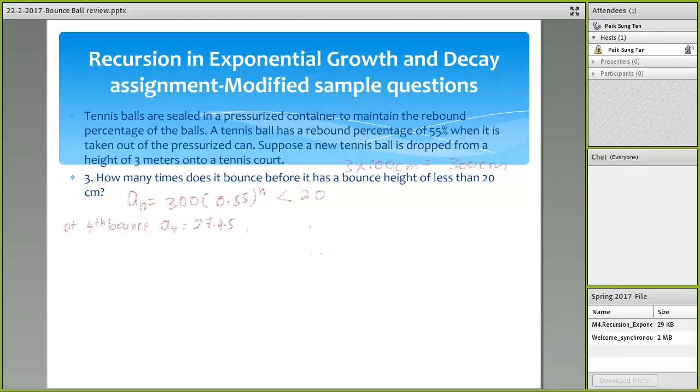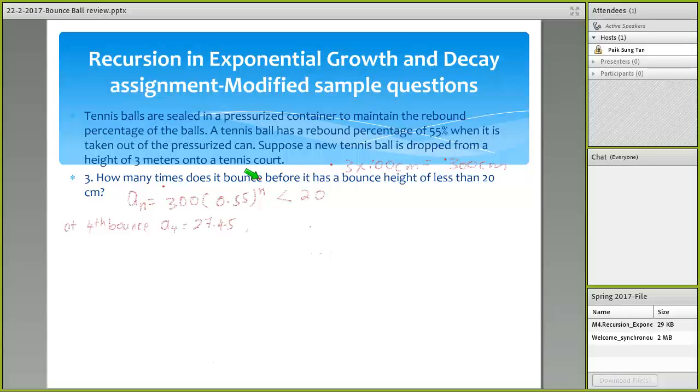Next, look at the next type of questions. Tennis balls is the same situation, except now they want to ask, number 3, how many times does it bounce before it has a bounce height of less than 20 centimeters? Okay, so you know each meter is equal to 100 centimeters, right? So 3 meters means there is 300 centimeters. I convert it to centimeters so that when I do the calculation, I just compare to 20.